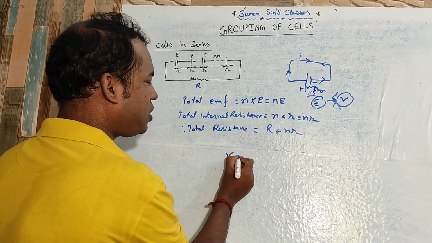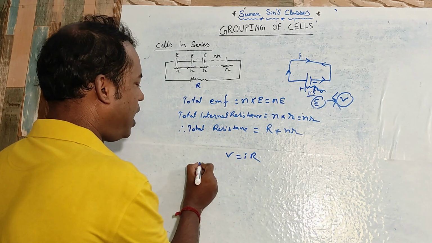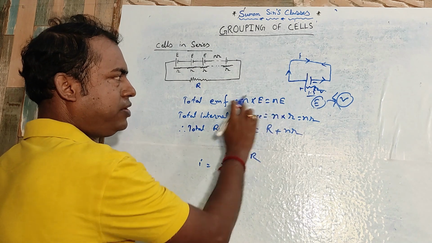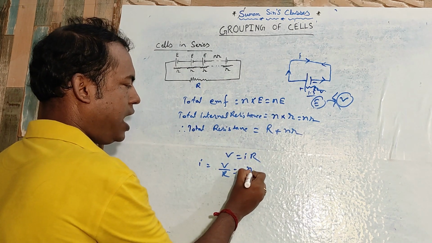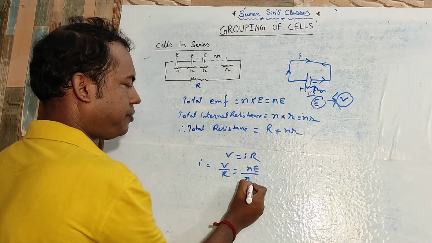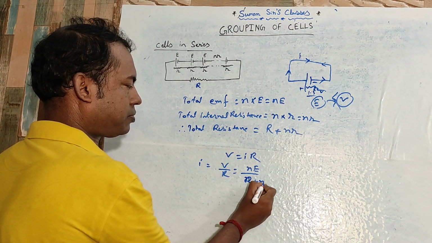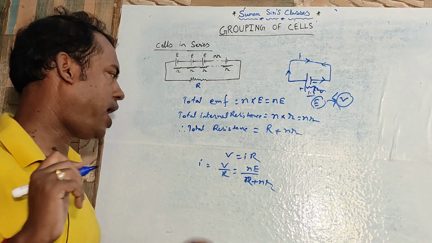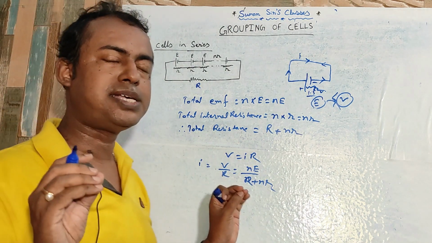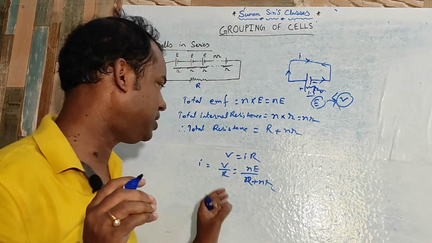Now when all these cells are connected in series, the total resistance is R plus nr. According to Ohm's law, V equals IR, so I equals V by R. V is the total EMF, which equals nE, and R is the total resistance, R plus nr. Clear? So I equals nE by R plus nr. Now two conditions arise in this case. This is very important.